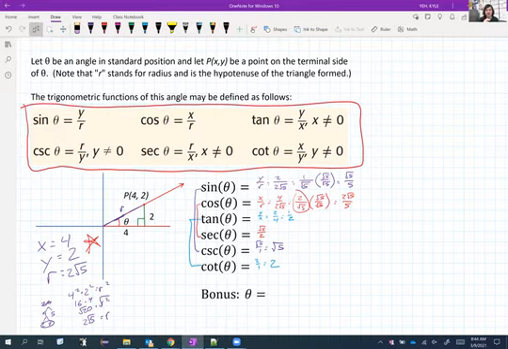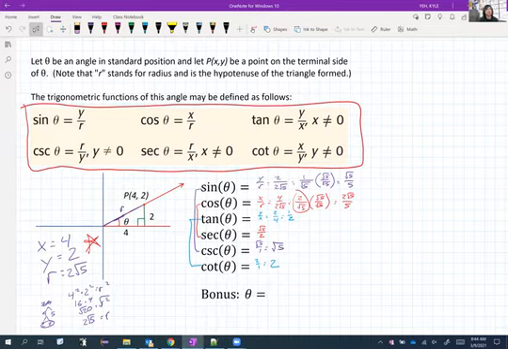Cosine is x over r. I know it doesn't rhyme, but that's okay. X can't go with sine because they don't rhyme. Sine is y over r. Cosine is x over r. Tangent is y over x, the sine over the cosine. And then the other three we know are just flipped values. So you'll need to know these kind of off the top of your head.